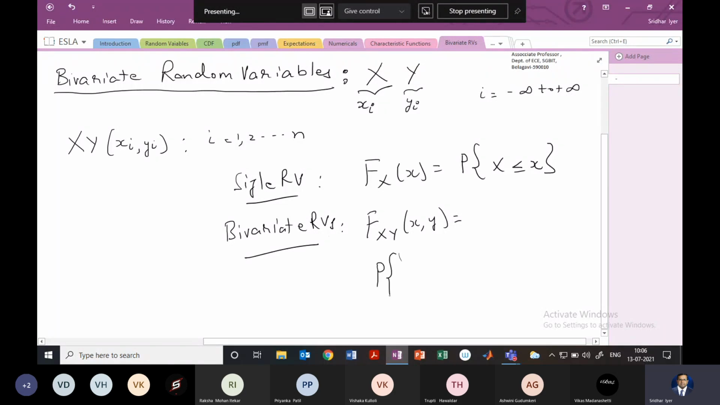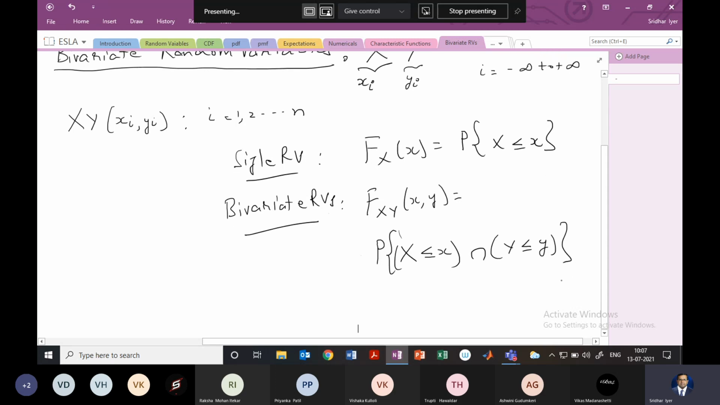This will be the probability of X less than or equal to x, intersection Y less than or equal to y. This means whatever is common between the two events is going to be taken into consideration. So intersection would mean whatever is common. Anything which is not common is not going to be taken.